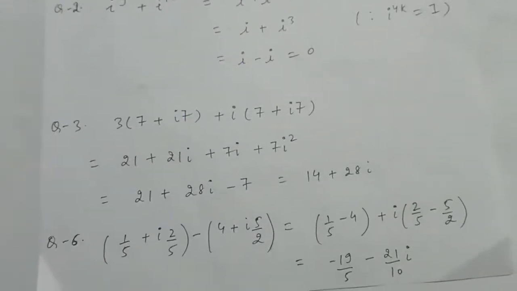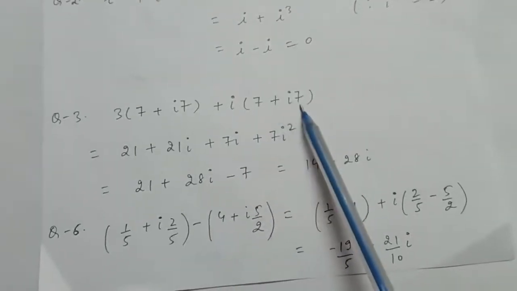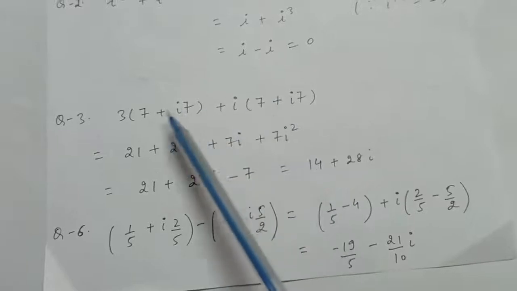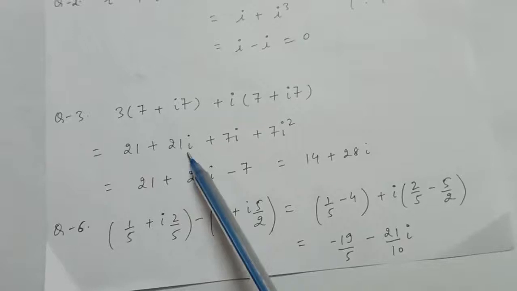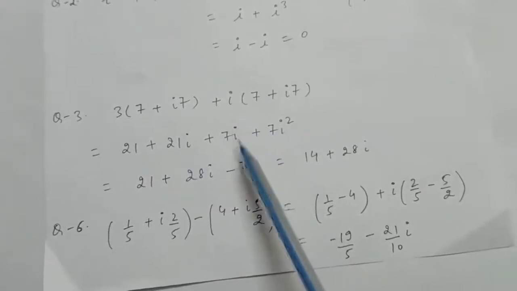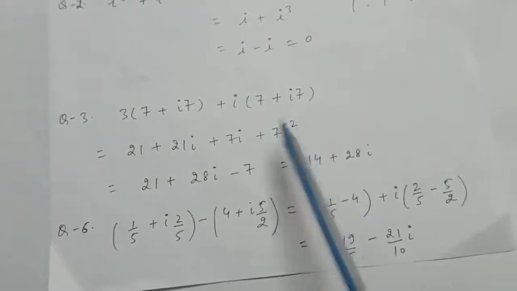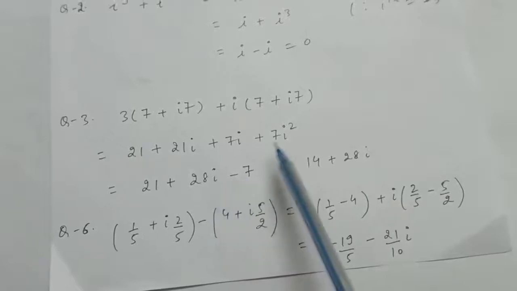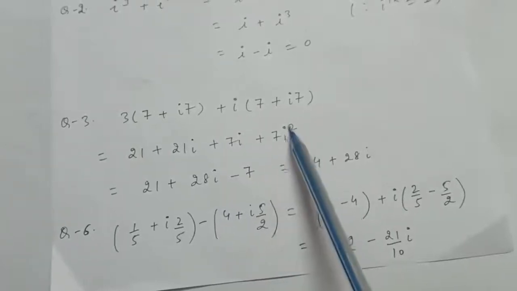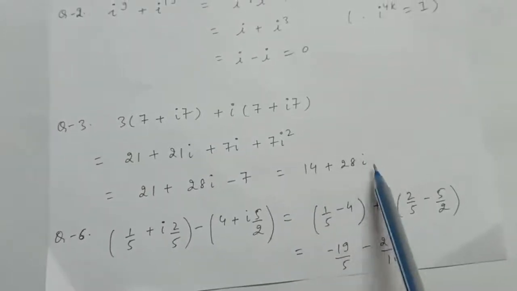Now question 3 is 3 into (7 plus iota 7) plus iota into (7 plus iota 7). So multiply this, 3 into 7, 21. Then 21 iota plus 7 iota plus 7 iota into iota is 7 iota square. Now this is 21, this is 28 iota, and iota square is minus 1. So this is minus 7. So you will get 14 plus 28 iota, right?